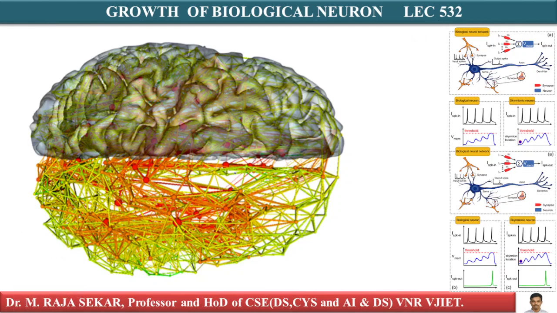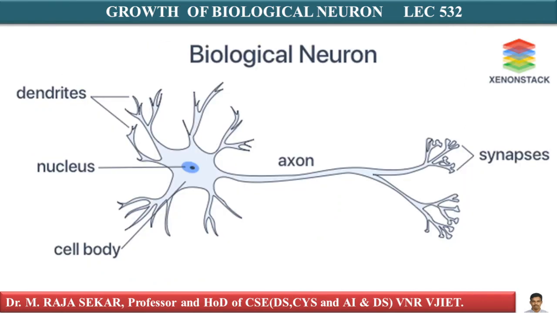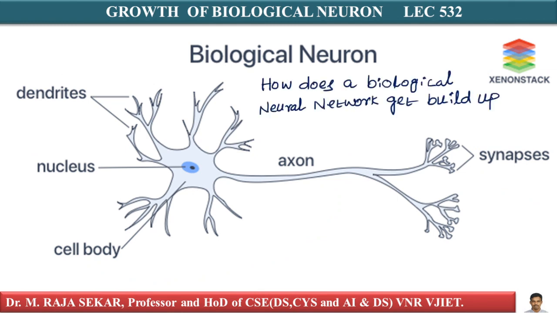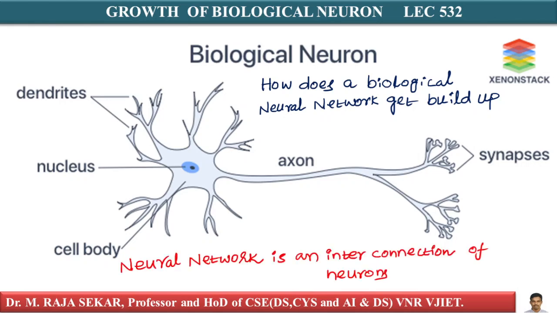In this lecture, we will try to understand the growth of a biological neural network, and how a biological neural network looks. The big question here is, how does a biological neural network get built up? A neural network here is basically an interconnection of neurons.